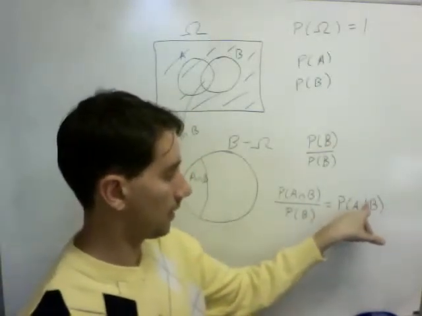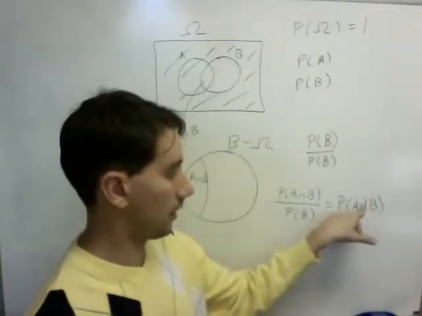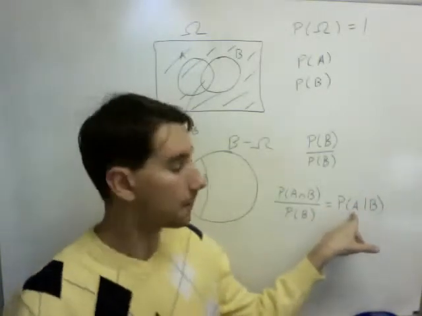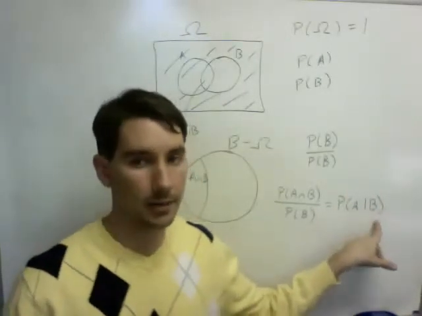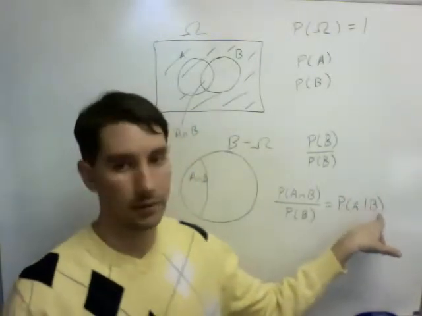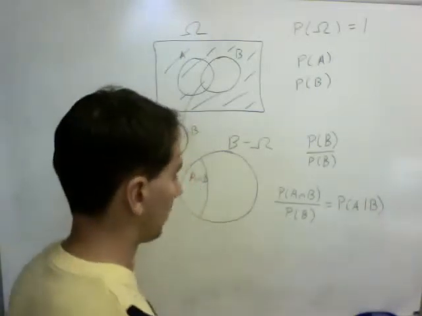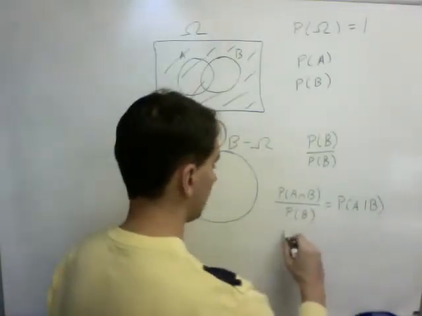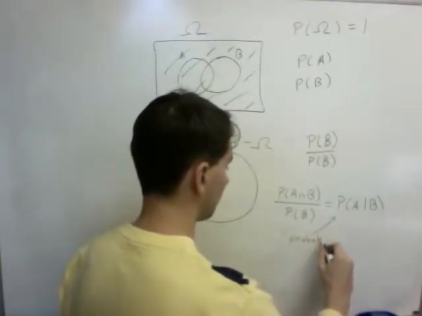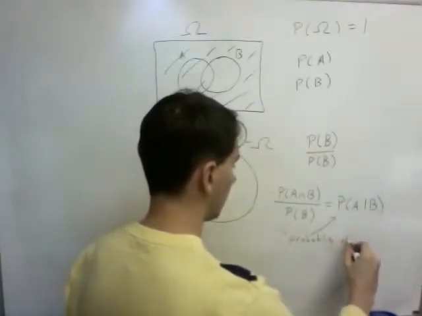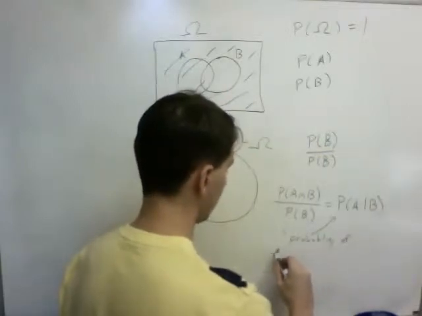Then the vertical line means, well, to the left of the vertical line are the events we're computing the probability of. But to the right of the vertical line are the events we know. So I know B has happened. Now what's the probability A has happened knowing that B has happened? So let's write the probability of B given A. Or sorry, the probability of A given B.